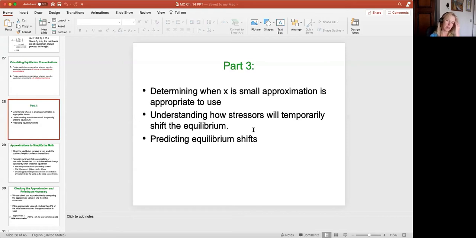And this happens a lot in equilibrium scenarios where you change a concentration, you add temperature, you maybe decrease the volume of a gas. That's going to temporarily affect that reaction. It's going to make that reaction either go forward or reverse, and then that reaction is eventually going to come back to equilibrium. So we're going to look at those stressors and predicting the equilibrium shifts that happen.